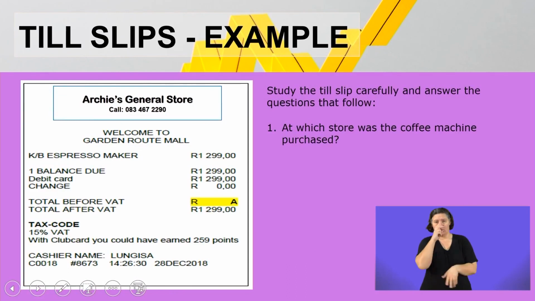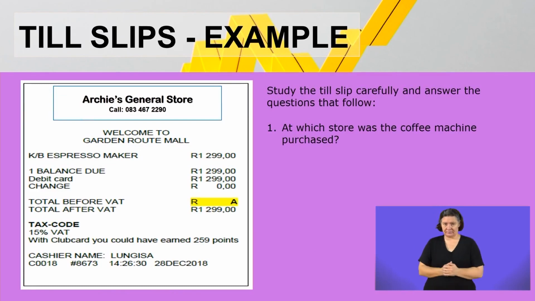All right, so let us quickly do an example together. Please work with me, okay? It says, study the till slip carefully and answer the questions that follow. So number one, at which store was the coffee machine purchased? So if you look there, right on top it is.